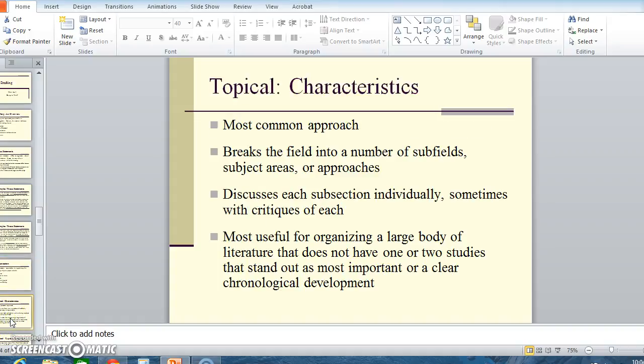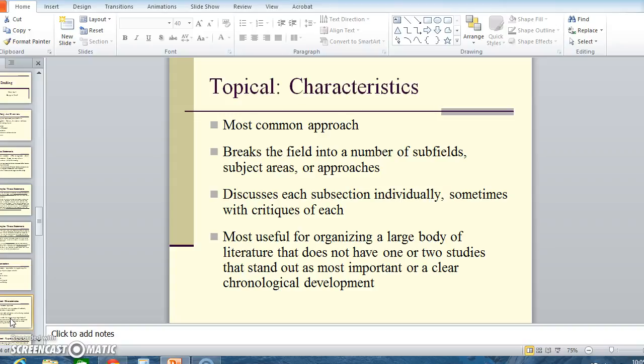So the characteristics of a topical organization for a literature review are, one, it's the most common approach used, and especially since this is your first time, it may be the easiest for you. It breaks the field into a number of subfields, which is what we did with our concept map, right, where I asked you to say, here's the main research topic and here are some subtopics. So that's around this main research topic that I have chosen to focus on. I know that there are probably like 50 subtopics, but I chose 3, and this is why.